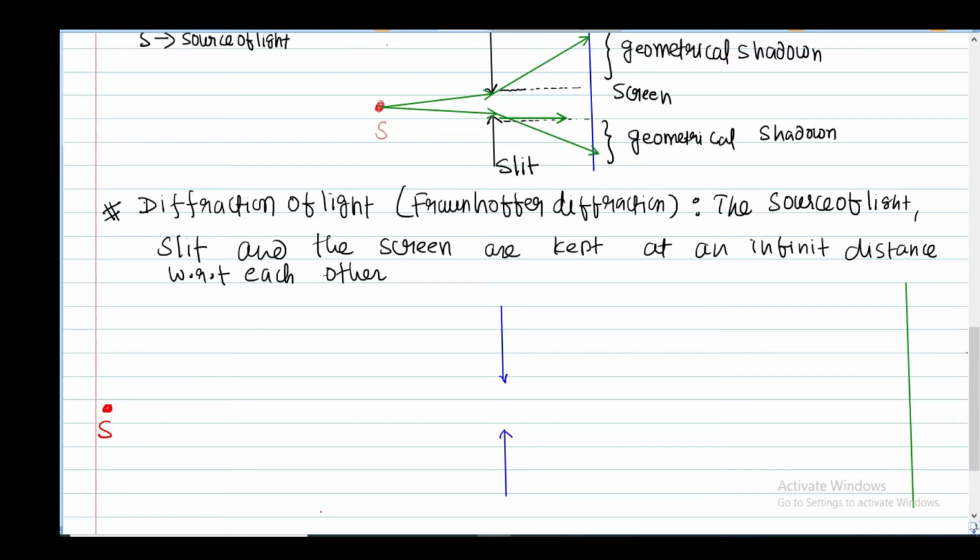But if we perform the experiment in the laboratory, we cannot place this source of light at infinite distance. So what we do is just choose a lens to make the light rays converge. So let me choose this lens. Here we have one lens.